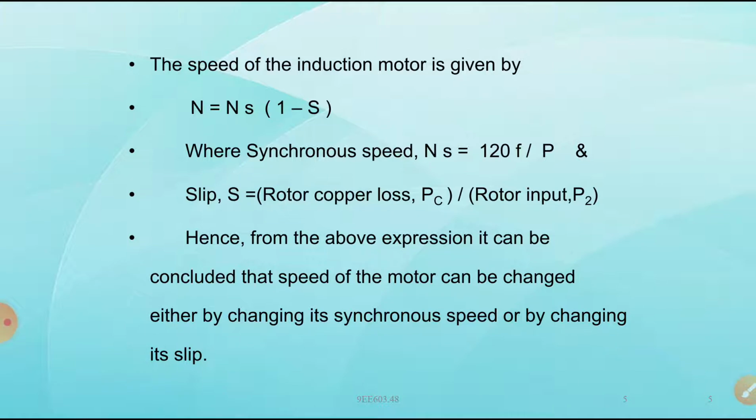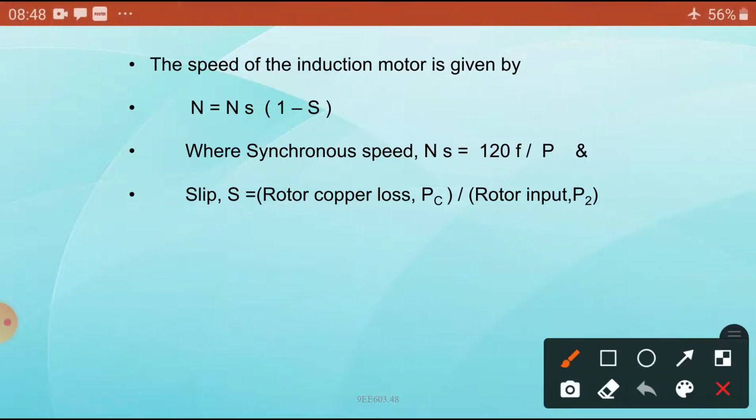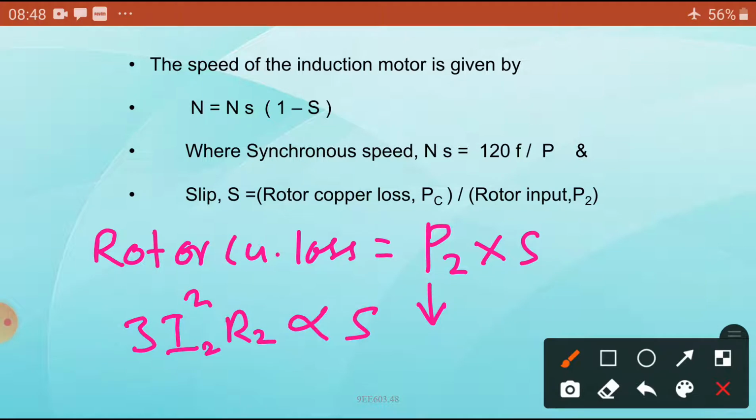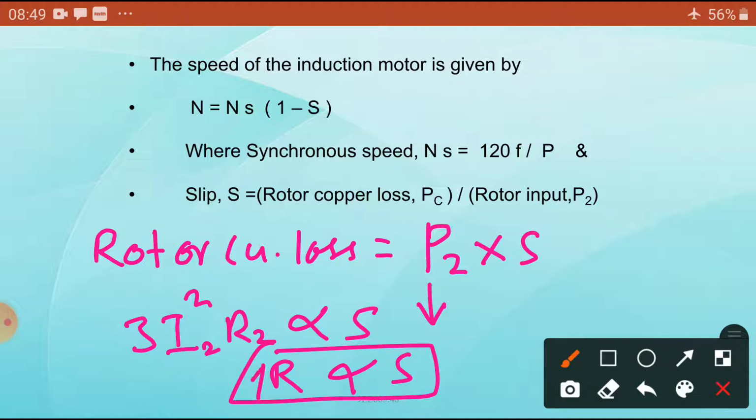Here is one good equation, dear students. We know that rotor copper loss is equal to rotor input times slip. Here the rotor input is constant. The rotor copper loss, equal to 3 I2 square R2, is directly proportional to slip. So the resistance and slip are directly related. If you add some resistance in the rotor circuit, the slip will change. That is the concept of this lesson.